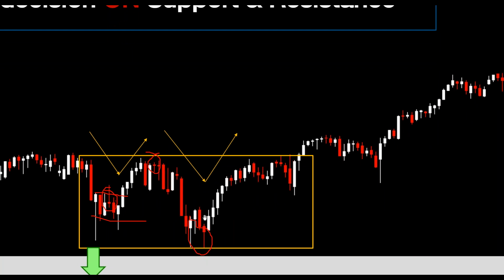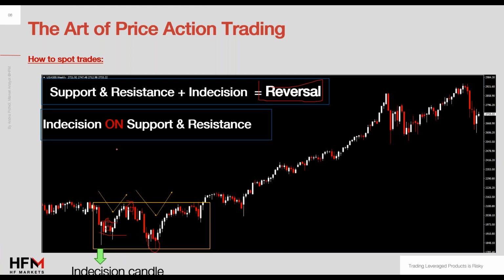The same thing happened at our support level, it consolidated. For 1, 2, 3, 4 sessions, it didn't manage to extend lower. Instead, it was sideways, something that implies and signals a reversal. So it bounces away from the support level. So have this equation in mind: indecision on support and resistance levels equals a potential reversal.